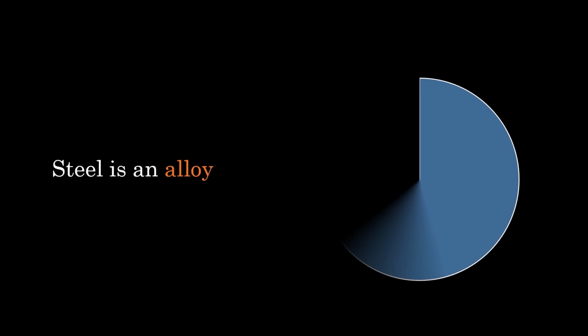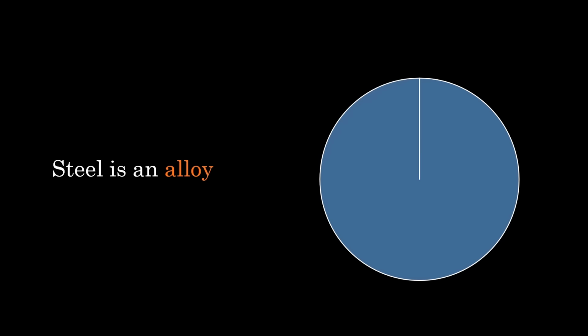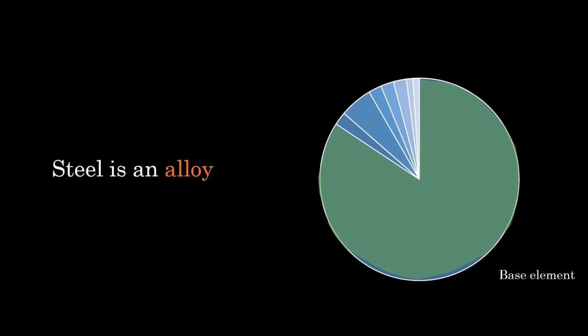So steel is an alloy. An alloy simply means a material that is not made from a single element, but a combination of elements. One element is present in major quantity, called the base element, and other elements are mixed in small quantities to improve the mechanical and chemical properties.